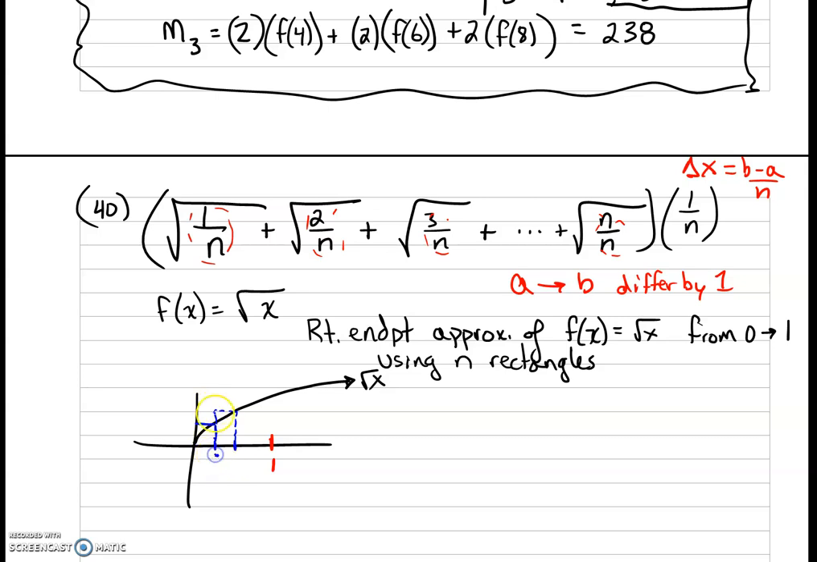These points that I am putting into this, this is going to be 1 over n, this is going to be 2 over n, this is going to be 3 over n. If my interval is 1 over n, I'm working over by 1 over n. So the heights of these right endpoints are just going to be the square root of 1 over n, the square root of 2 over n, and so on. And then my width for each one of these is just going to be 1 over n. So this is a right endpoint.